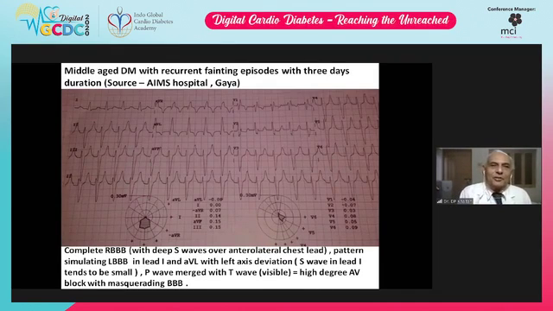This ECG again is of importance. This is a middle-aged diabetic patient with recurrent fainting episodes lasting 3 days. In this ECG, we see a complete right bundle branch block pattern over V1 with a deep S wave over the anterolateral chest leads. The pattern simulates left bundle branch block in lead 1 and aVL with left axis deviation, and the S wave in lead 1 tends to be very small.